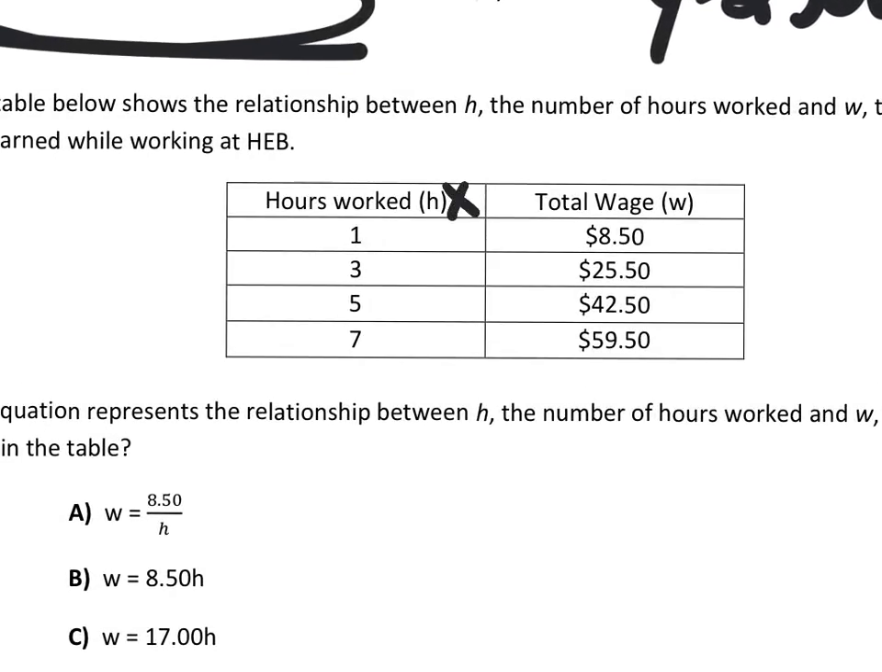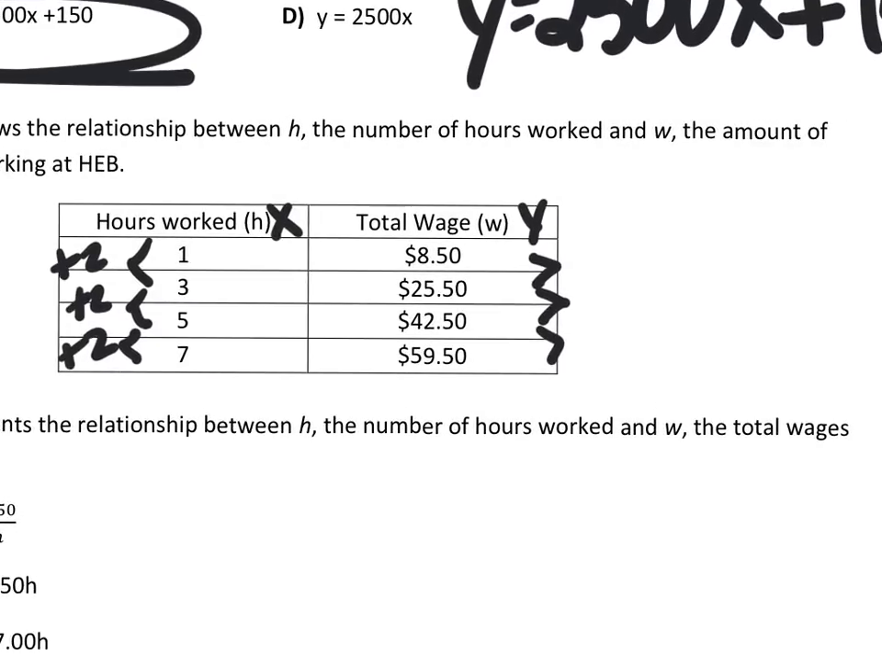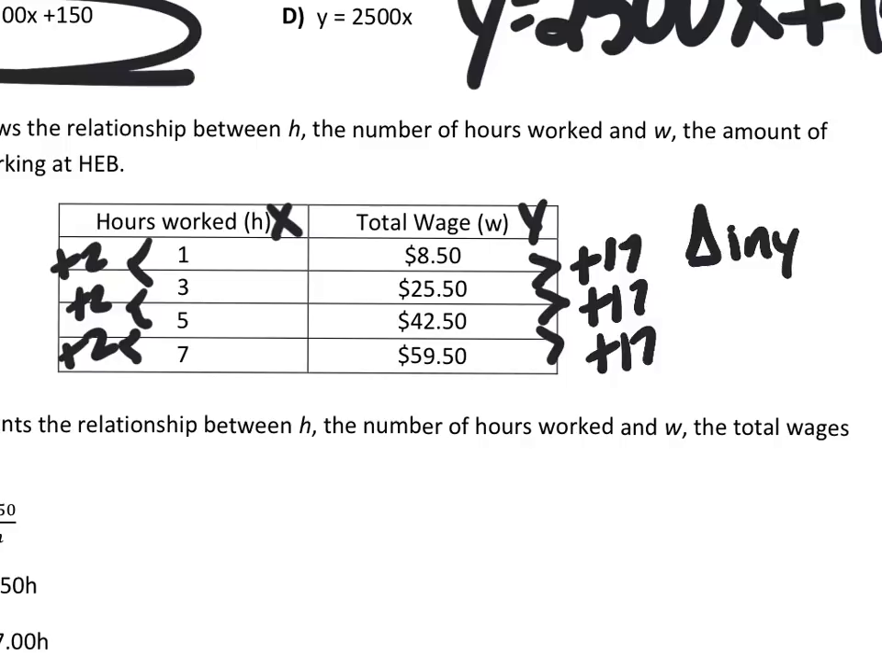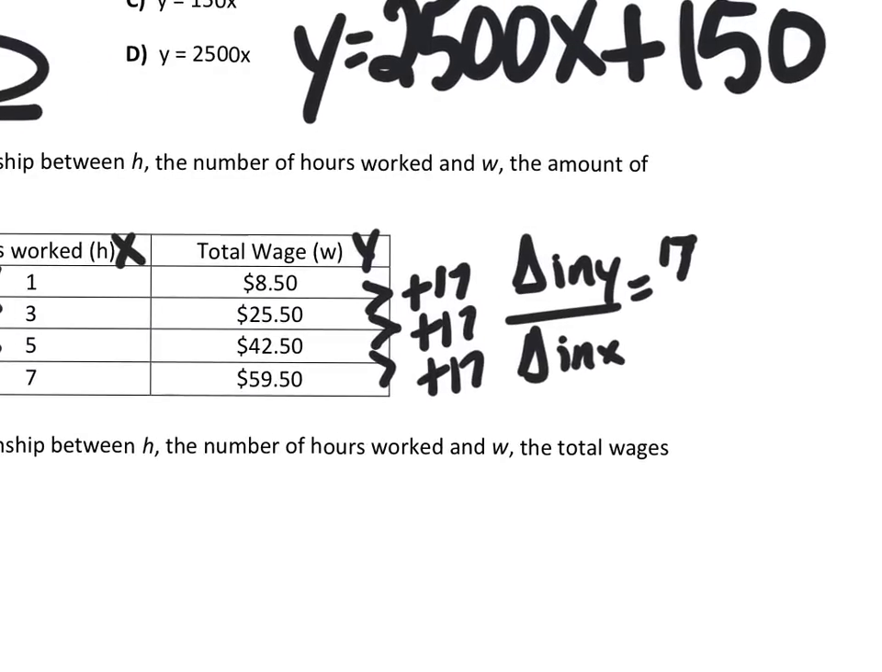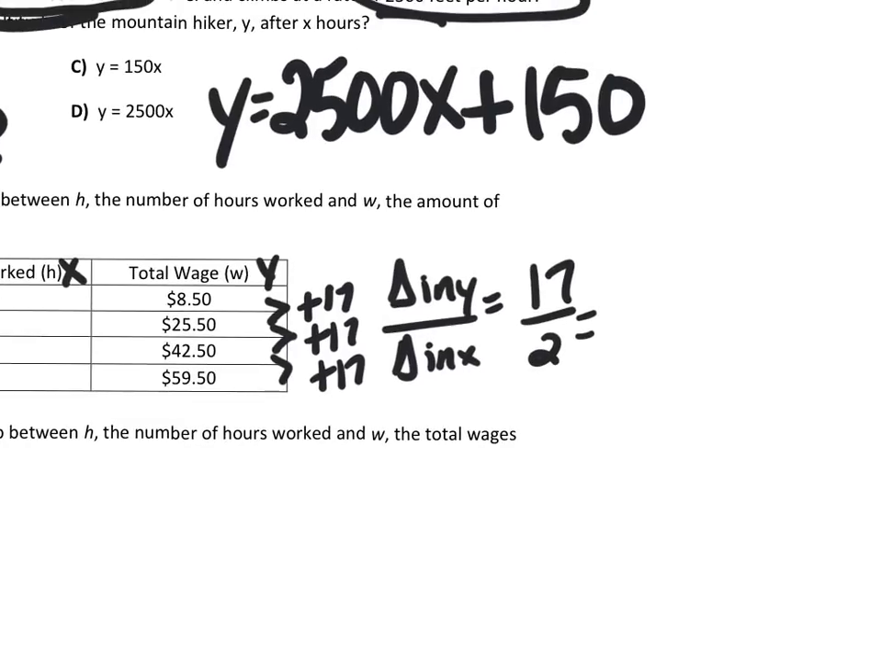I know it labels it X or H and W, but we're going to label it X and Y. What's the change here? 7. This is plus 2, plus 2, plus 2. 17. This is plus 17? Yeah. Okay, so the change in Y is 17. The change in X is 2. Sorry, I cannot write. 17 over 2, which is $8.50 an hour.